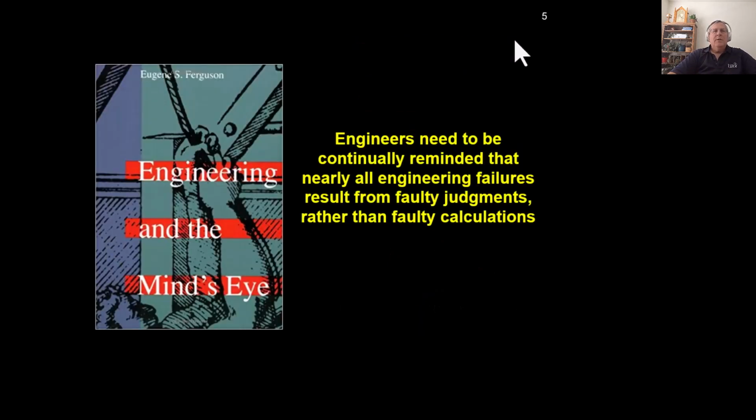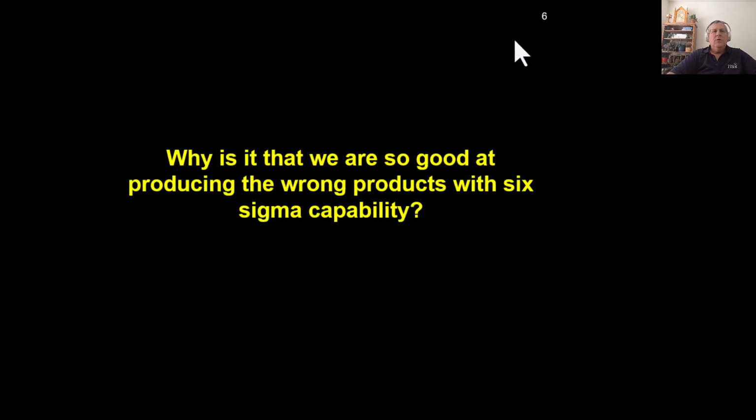Just a quick reminder, as pointed out in this text here, is that nearly all engineering failures result from faulty judgments, not faulty calculations. So why is it that we are so good at producing the wrong products, products that customers don't necessarily want at the price point that we expect we can make money at, but yet we can do that with Six Sigma production capability? We can make exactly the wrong product over and over and over again.